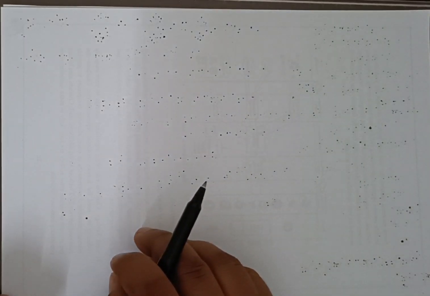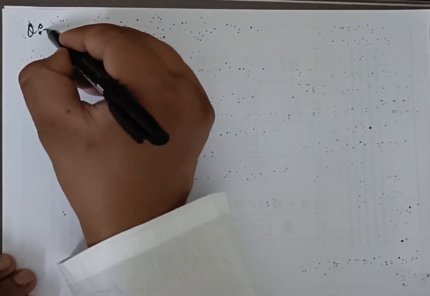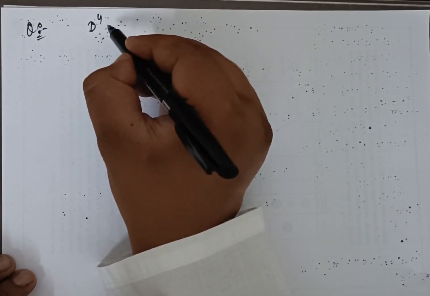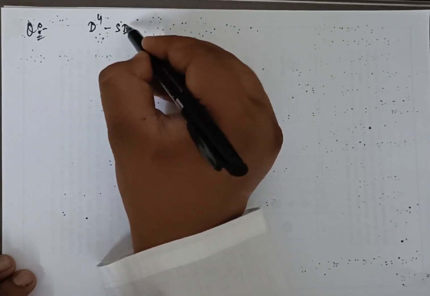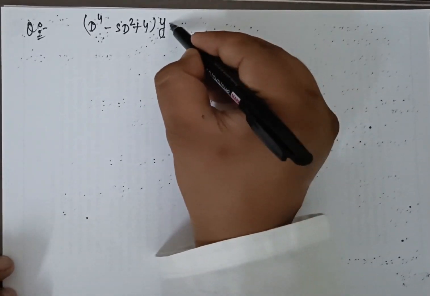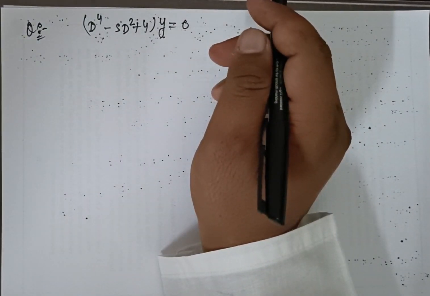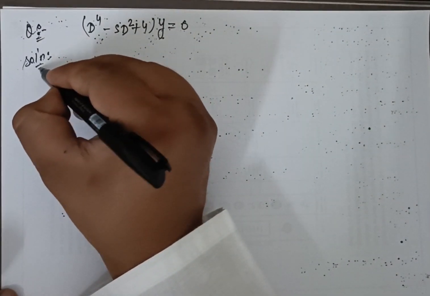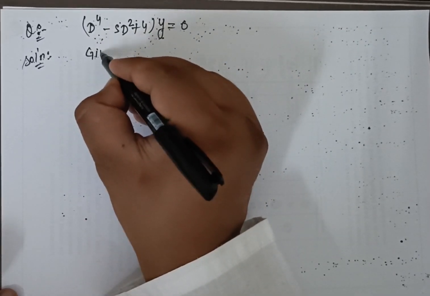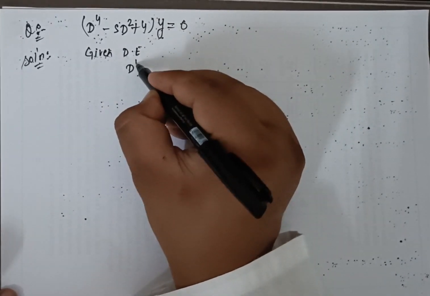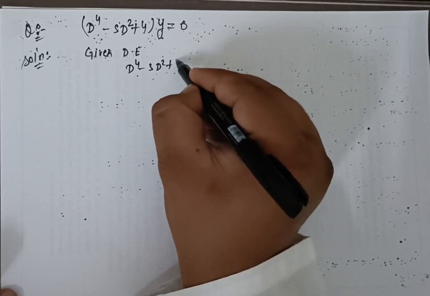Now we deal with another example in support of the theory, and the example is D to the power 4 minus 5D square plus 4, y equals to 0. Now we need to solve this. So for the solution, the given differential equation is D to the power 4 minus 5D square plus 4 equals to 0.